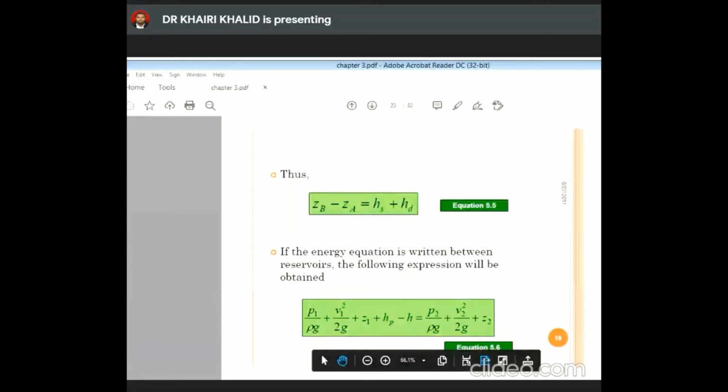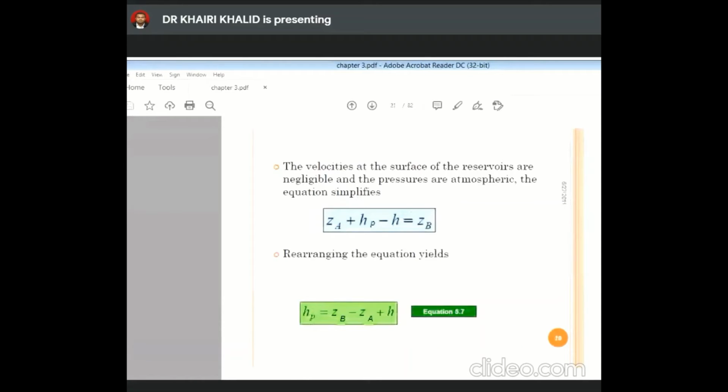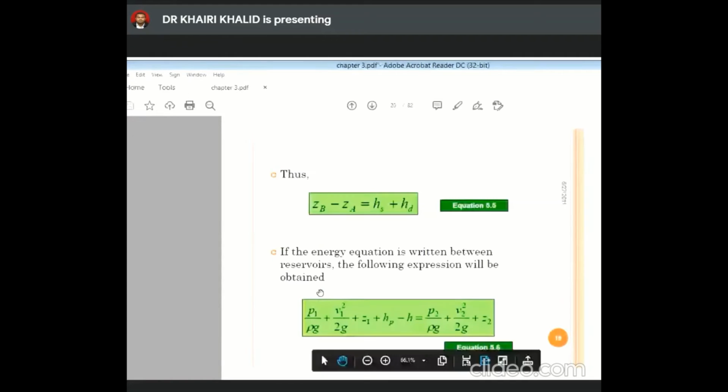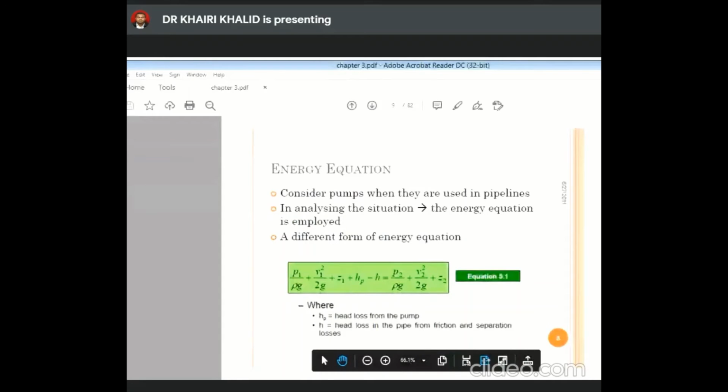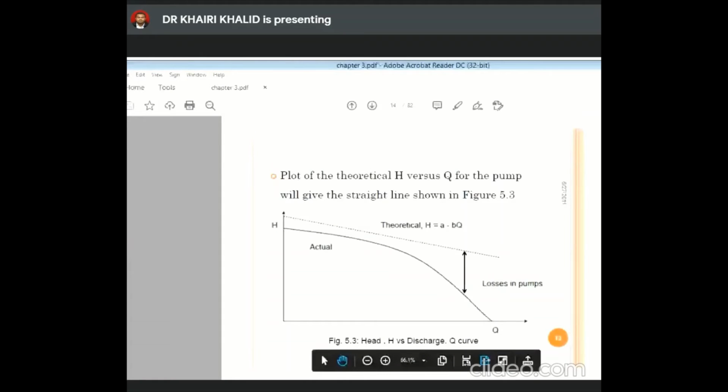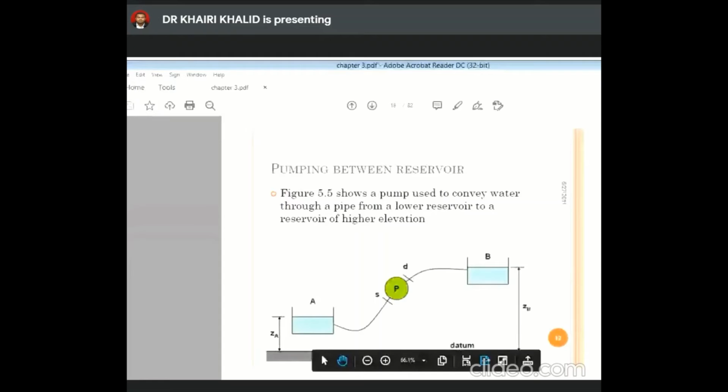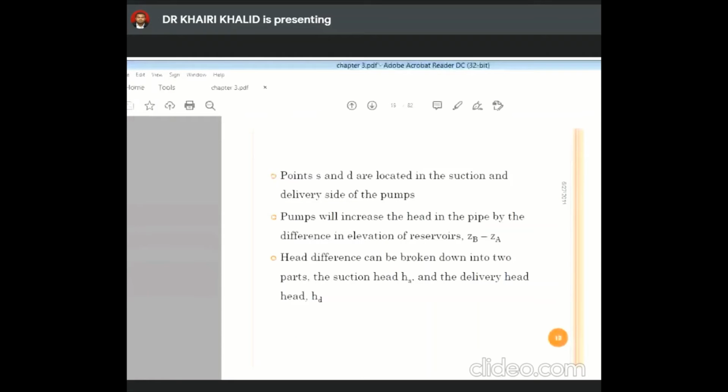This is the first equation that we are discussing. This equation I'm referring to, the same equation. Back to this equation for this example. What we need to do?